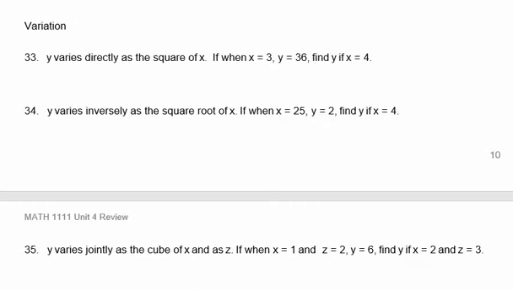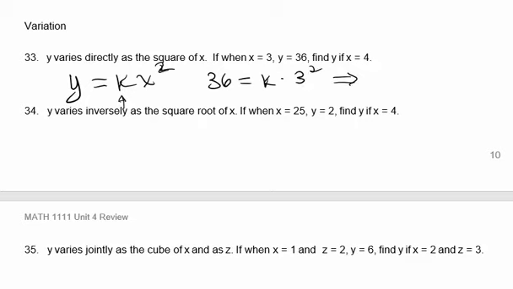And one of our other sections is on types of variation. So if it says y varies directly as the square of x, we're going to write a general equation as y equals k, the constant of variation, times the square of x, or x squared. And we just need to determine what k is. It's specific to this information. So y is 36 when x is 3. Okay, and if we solve that equation, we get k times 9 is equal to 36. So k must be 4.